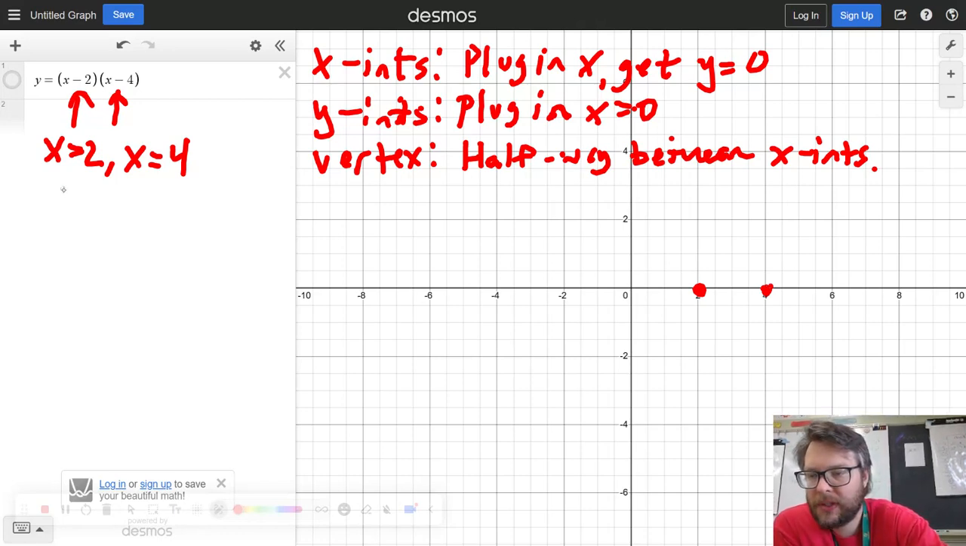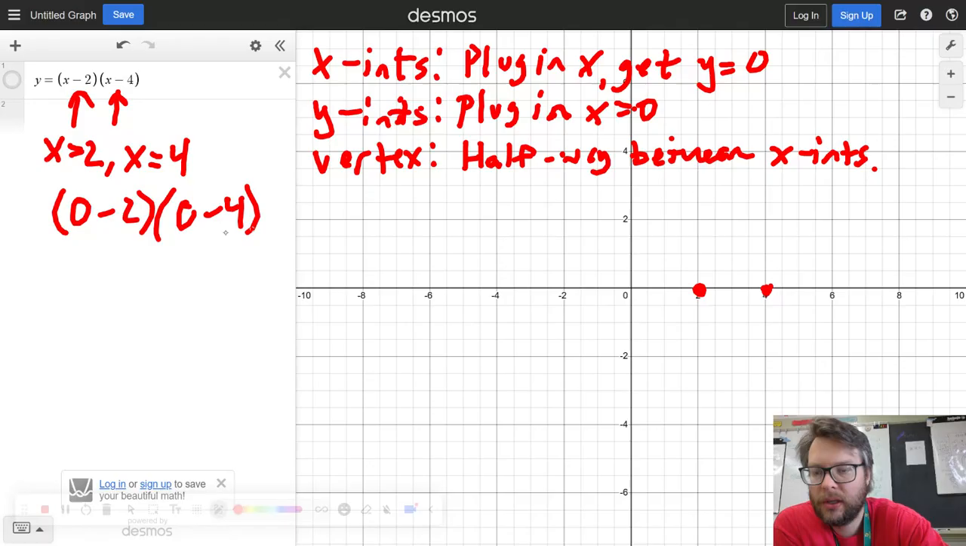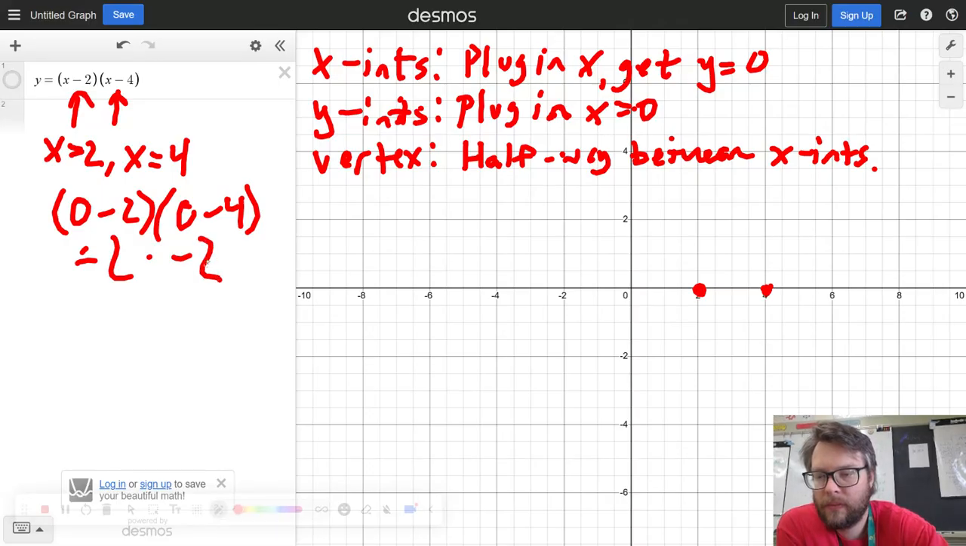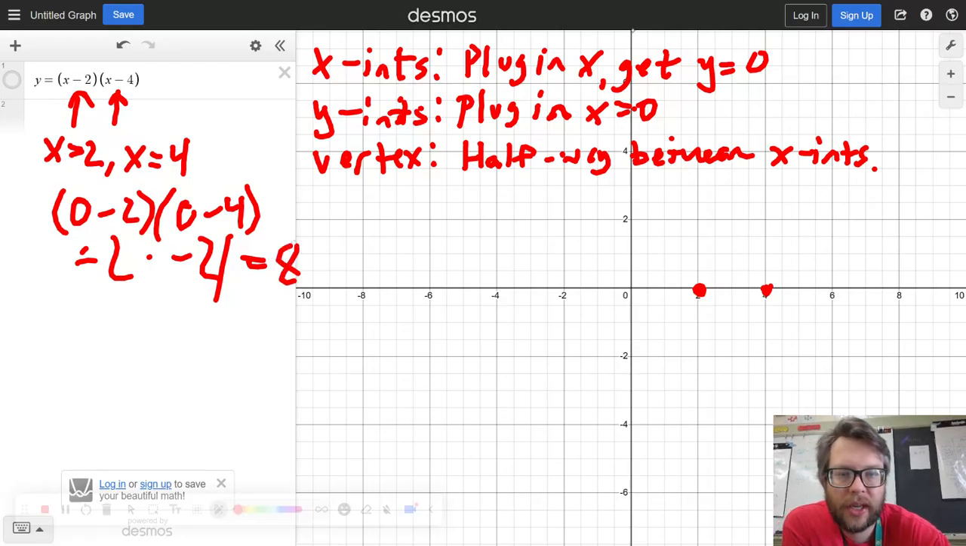The y-intercept means I plug in 0 for x, and I calculate what 0 minus 2 times 0 minus 4 is. Well, that's just negative 2 times negative 4. That's a weird looking 4. That's fine. And that's just going to equal 8. So the y-intercept is 8, so the y-intercept is going to be right up there.